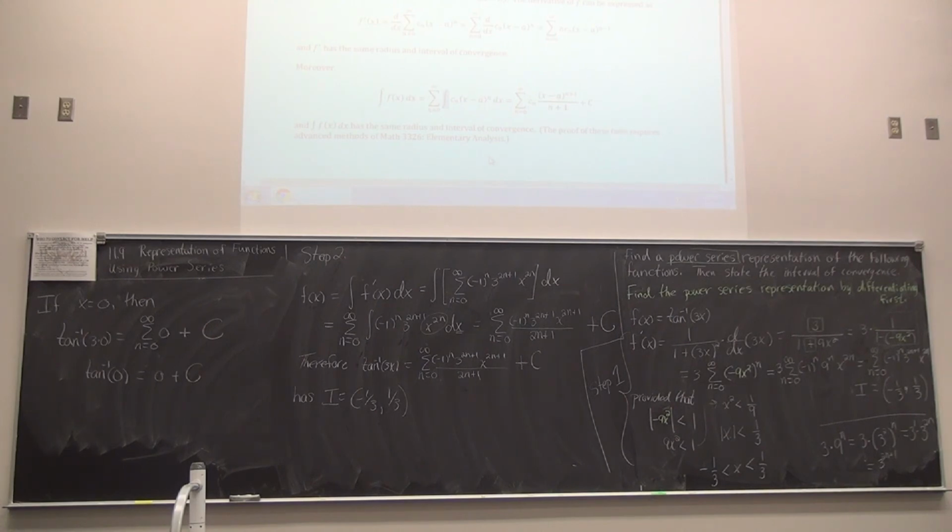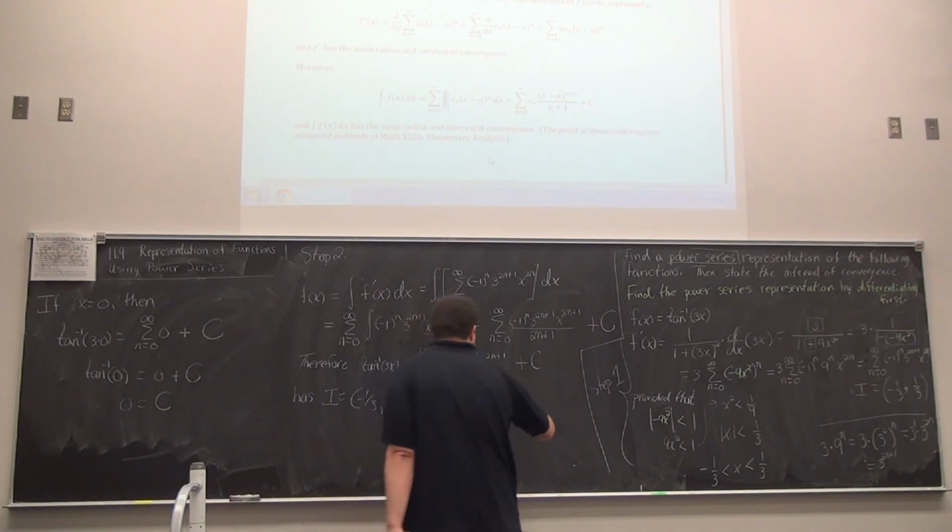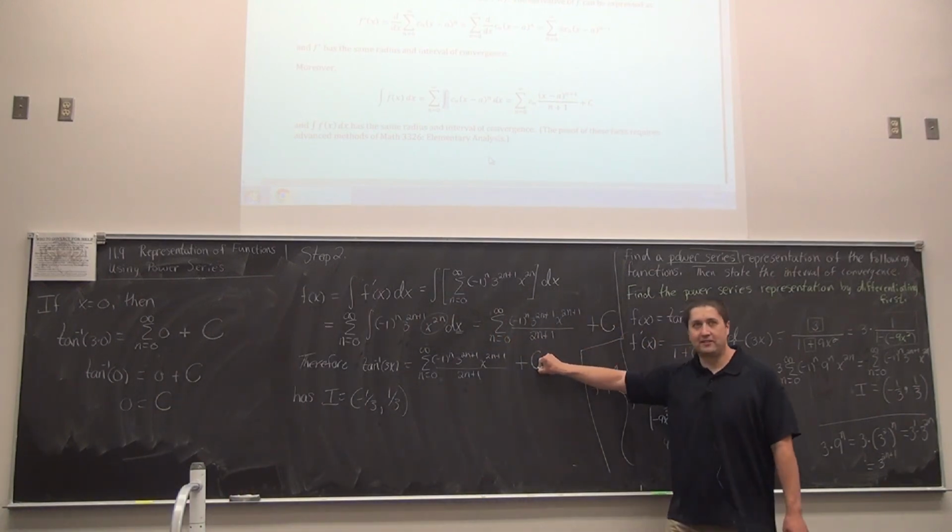And we need to solve tangent inverse of 0. But if you review your trig, tangent inverse of 0 is 0, which is equal to the constant. Because tangent of 0 would be sine of 0 divided by cosine of 0, and that would be a 0 divided by 1. So tangent inverse of 0 comes out as a 0, which means the constant is 0, which means if you forgot about the constant of integration, there would have been no harm done this one time.